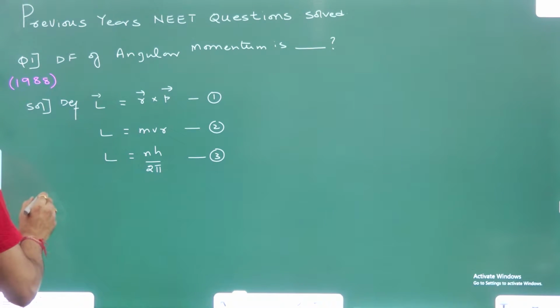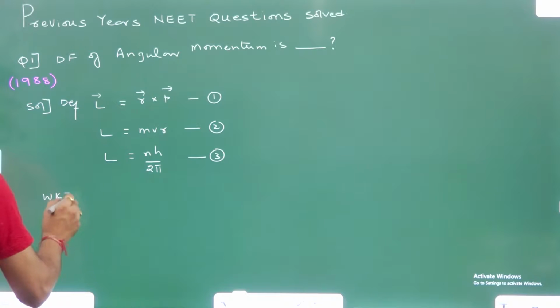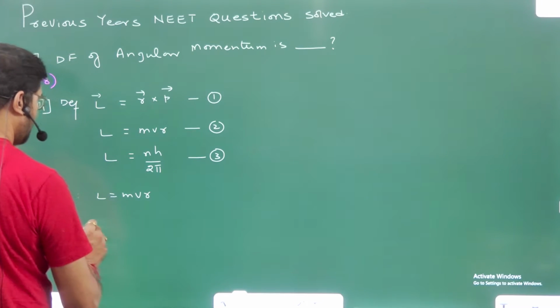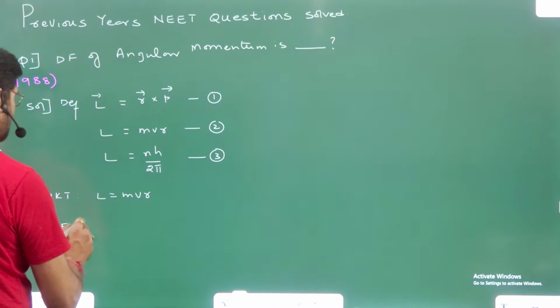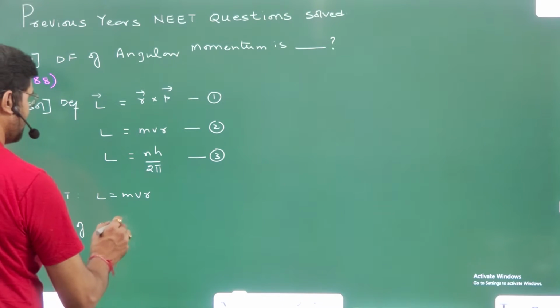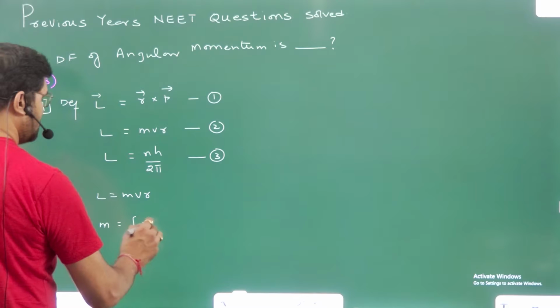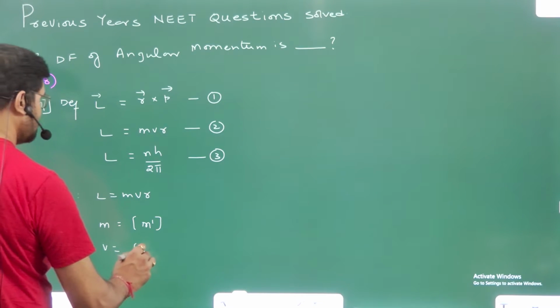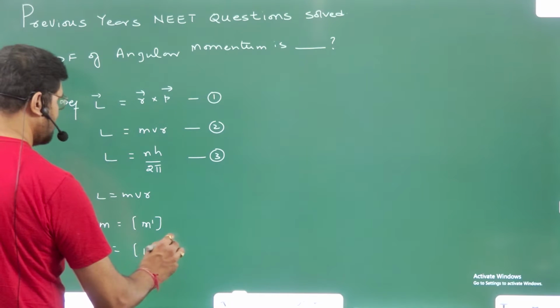So we know that L is equal to mvr. Now, dimensional formula of individual physical quantities involved. Dimensional formula of mass is M. Dimensional formula of velocity is L to the power 1, t power minus 1.